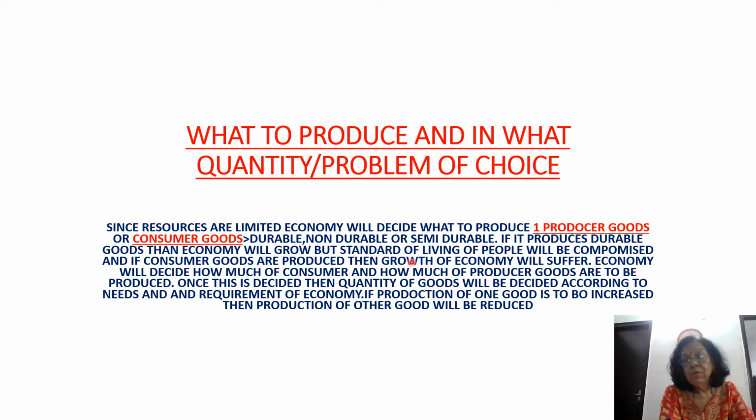And also countries can produce producer goods. These goods help in production of other goods, like plant and machinery, etc. So a country or economy has to decide what consumer goods are to be produced and what producer goods are to be produced. They will decide on both producer goods and consumer goods according to requirement and preferences of the people.